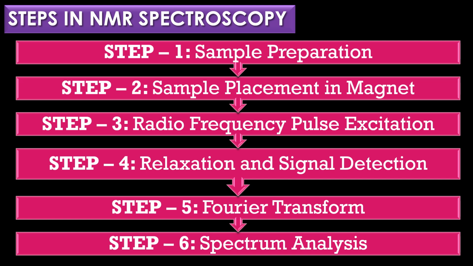The fourth step is relaxation and signal detection. As the nuclei relax back to their equilibrium state, they emit radio frequency radiation. This emitted signal is detected by the receiver coil. The fifth step is Fourier transform. The detected signal is processed by a computer, which uses a Fourier transform to convert the time domain signal into a frequency domain NMR spectrum.